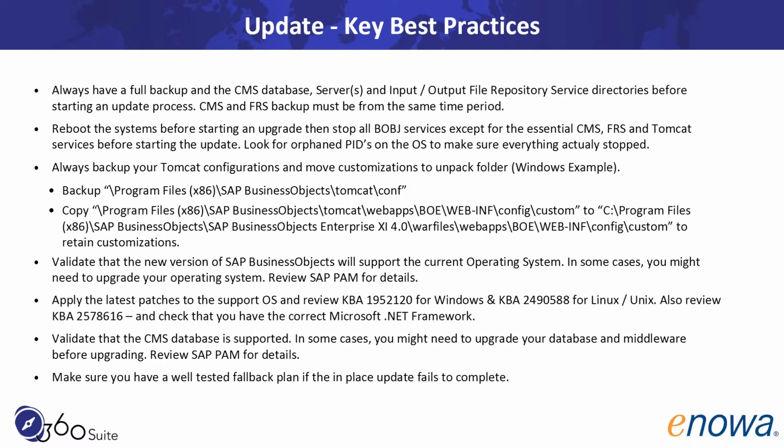Again, your operating system and your database have to be supported. Make sure you check the PAM before you do an in-place upgrade. Make sure your operating system, if it is supported, has the latest OS patches. There's a knowledge base article that I've listed for Windows and Linux that tells you what you need to be at, as well as for the .NET framework. So take a look at those notes before you do an in-place upgrade. I already talked about the database being supported. And again, we talked about backup at the very beginning of this bullet point, and at the very end, make sure you have a fallback plan in place in case the in-place upgrade fails.